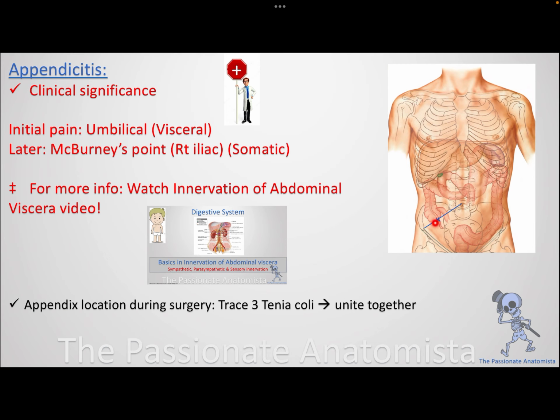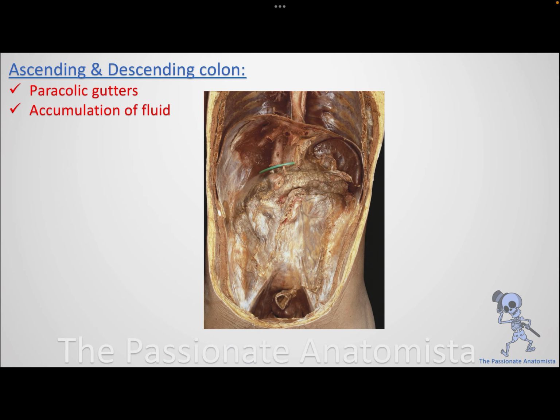All right, so this is the clinical importance of knowing the location of the appendix and the type of innervation. And during surgeries, the taenia coli, we have one anterior and two posterior in the ascending colon, they all come together and unite at the base of the appendix. It helps the surgeons to find the appendix during surgeries and appendectomy. All right. Now moving on, we have the ascending and descending colon.